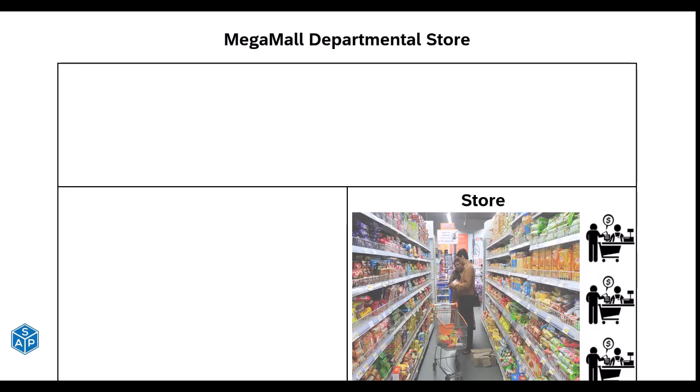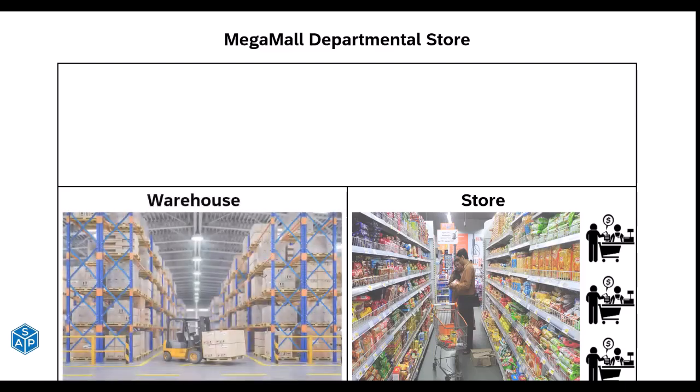On the right side you can see all the sales counters. The customers come into the departmental store, make their purchases, fill their shopping carts, and then go to the sales counter and get their items billed. Then they pay the billed amount and exit the store. This is the half part of the ground floor. The other half of the ground floor is the warehouse. So in one half is the store, and in the other half is the warehouse.